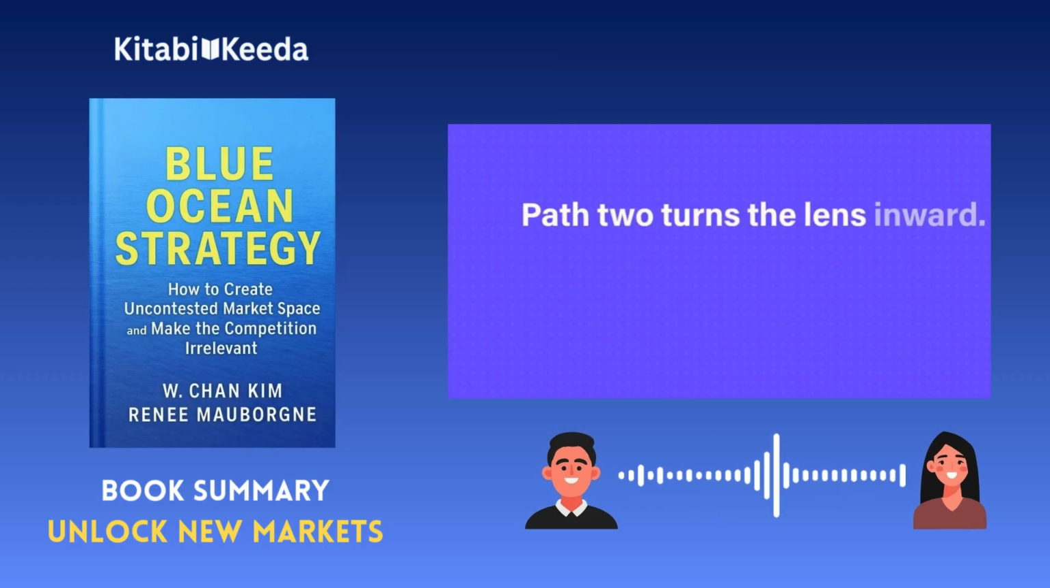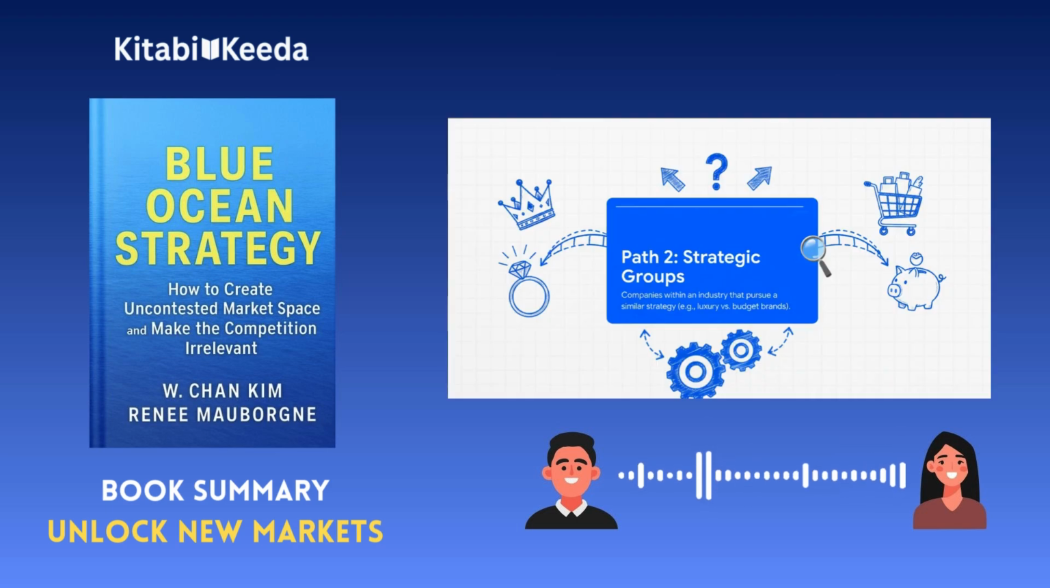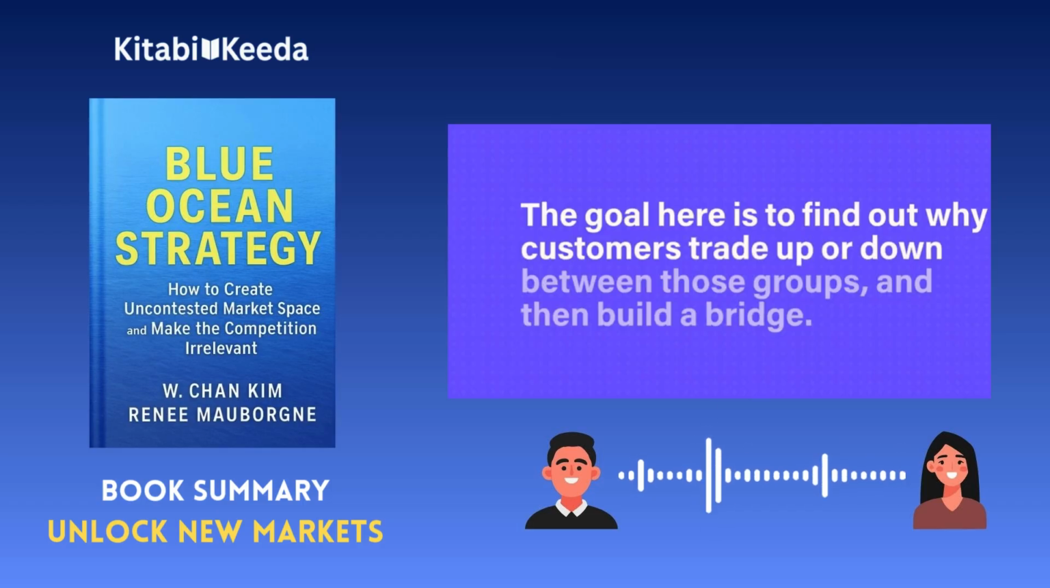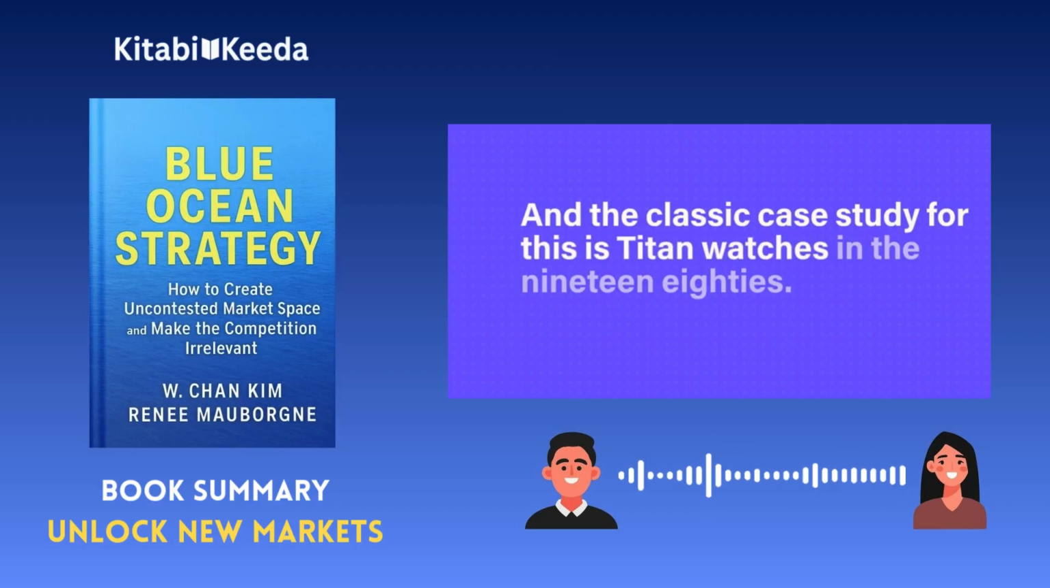So path 1 looks outside your industry. Path 2 turns the lens inward. Okay. It's across strategic groups. Yeah, strategic groups are basically clusters of companies within an industry that compete on a similar basis. Luxury car brands only compete with other luxury brands. Budget hotels only compete with other budget hotels. And they rarely look at each other. Almost never. The goal here is to find out why customers trade up or down between those groups and then build a bridge. And the classic case study for this is Titan watches in the 1980s.